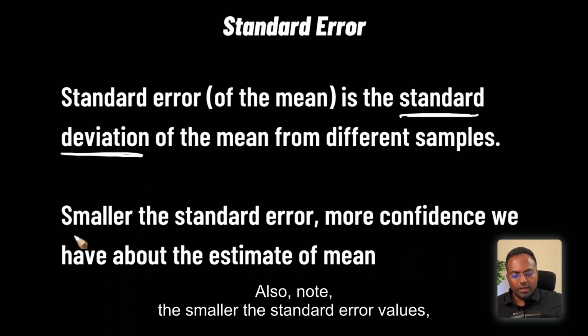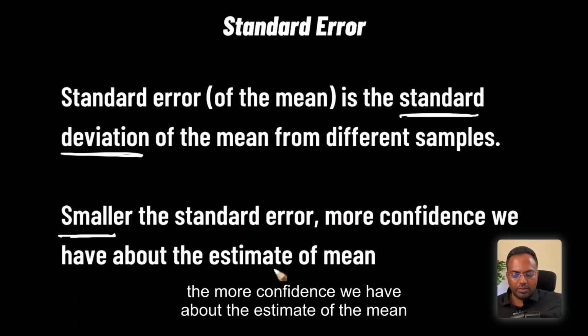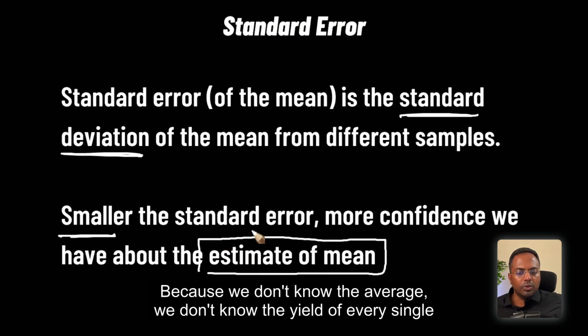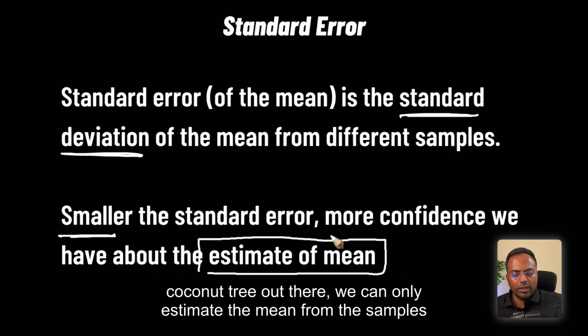Also note, the smaller the standard error values, the more confidence we have about the estimate of the mean. Because we don't know the yield of every single coconut tree out there. We can only estimate the mean from the samples.